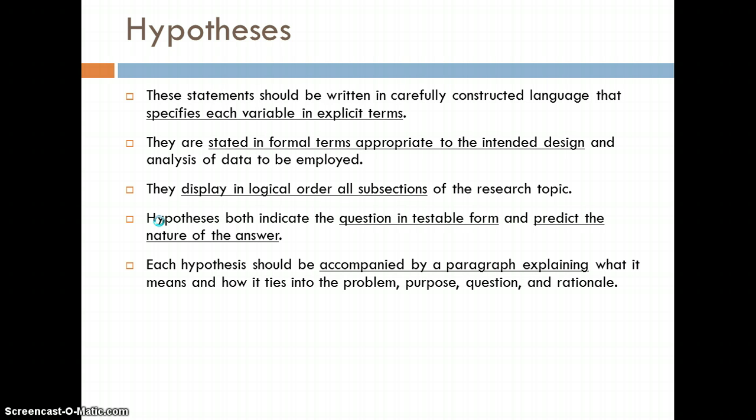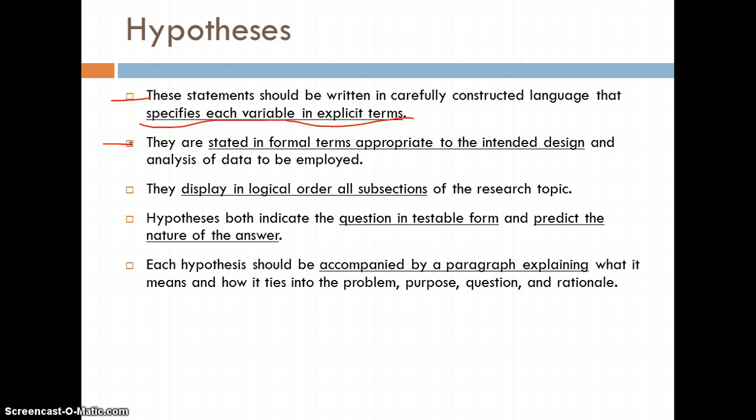One is that these statements should be written in carefully constructed language that specifies each variable in explicit terms. You want to specify the variables as explicitly as possible because, especially in quantitative research, when you state your hypothesis, you want the variables that you're talking about to be immediately recognizable as something that is operationalized and empirically observable.